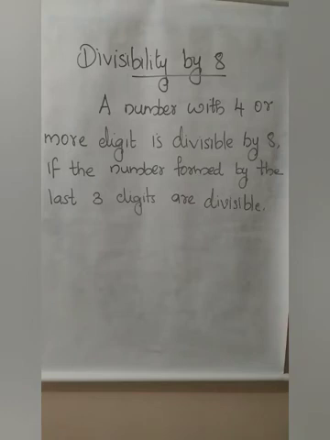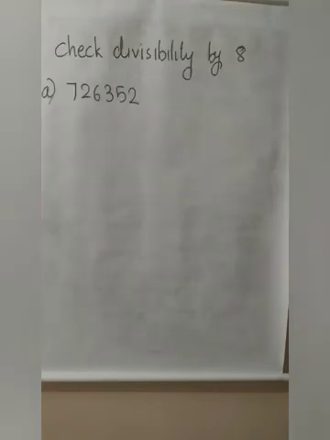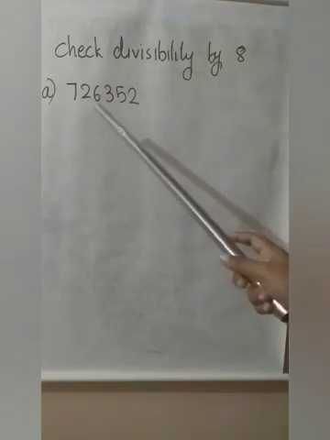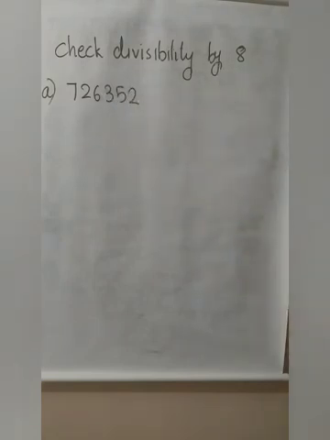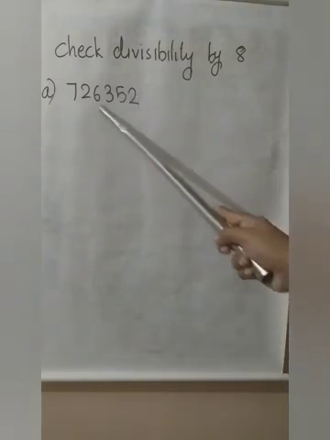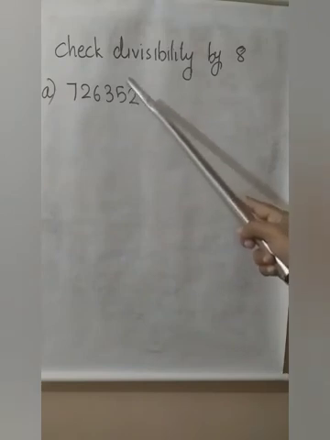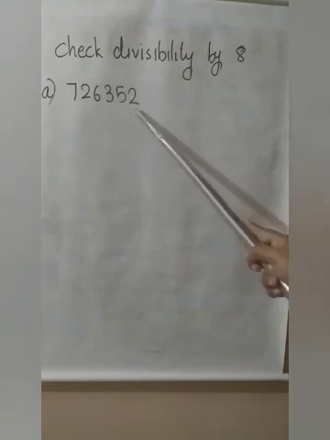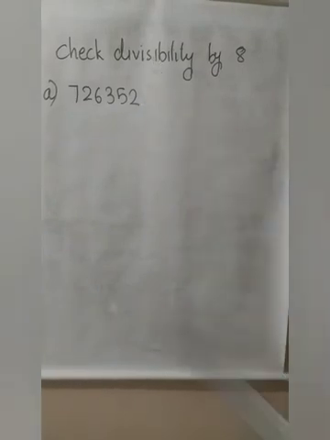Now we can discuss it with an example. Look at the example question. Check divisibility by 8. The number is 7,26,352. In order to check the divisibility by 8, what do we have to check? We need to take only the last 3 digits. What are they? 3, 5 and 2. These are the digits in the ones, tens and hundreds places. Take out these 3 digits.